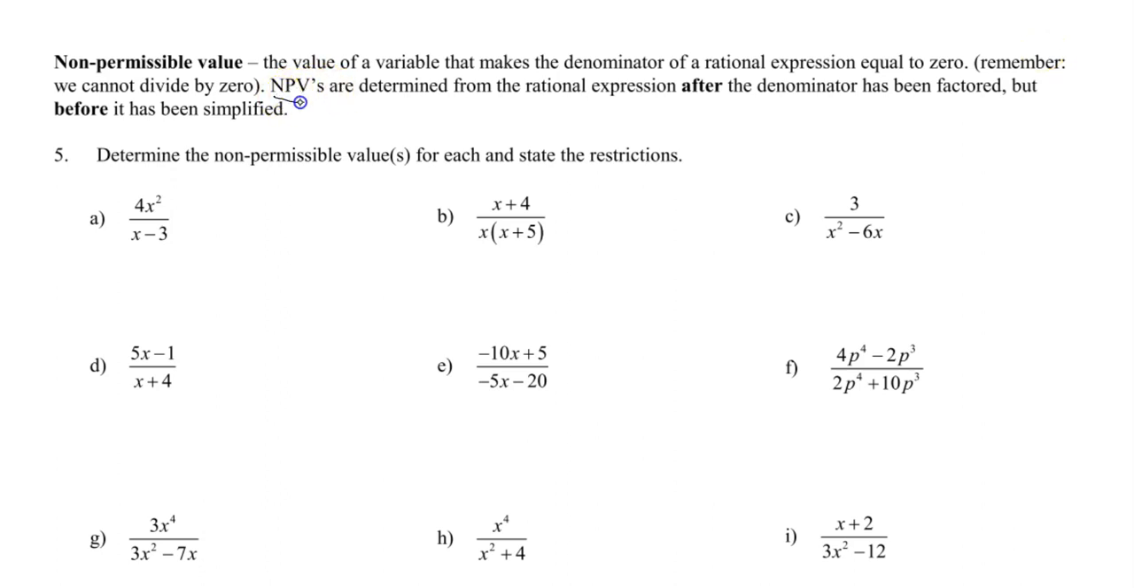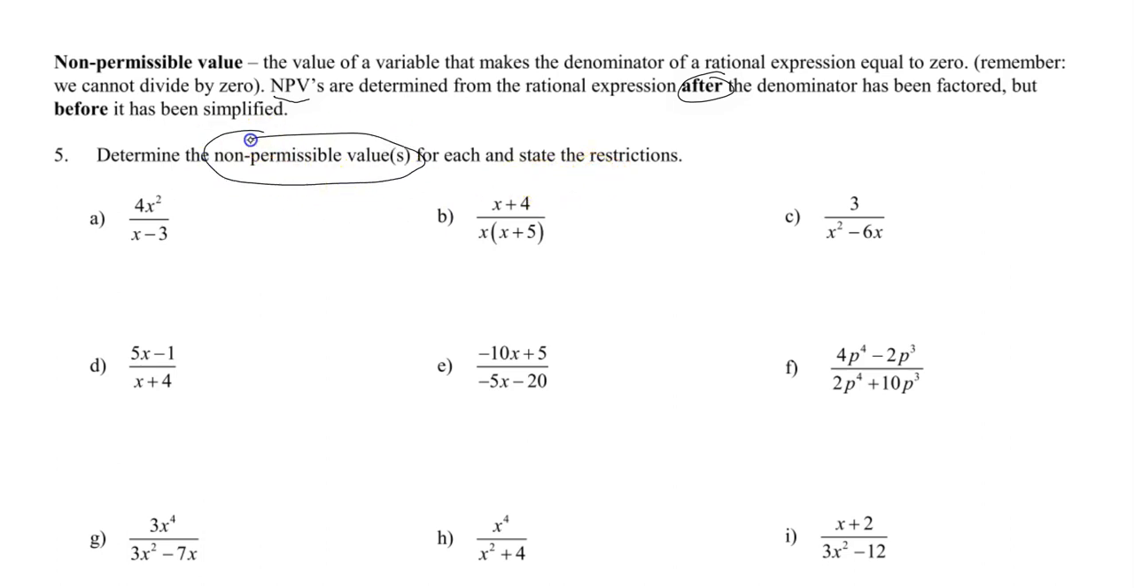Non-permissible values, NPVs, are determined, you can work them out, from the rational expression after the denominator has been factored. Okay, so you're going to find out that from this point forward, your first step in doing anything with a rational expression is to factor the denominator. Okay, so I hope you got some good factoring practice on the last lesson. So after it has been factored, but before it has been simplified. Okay, and we'll run through these steps each time. We'll do a bunch of examples. When you do the work, just run through the steps each time, right? They're always telling you what to do and how to do it. Okay, so determine the non-permissible values and state the restrictions.